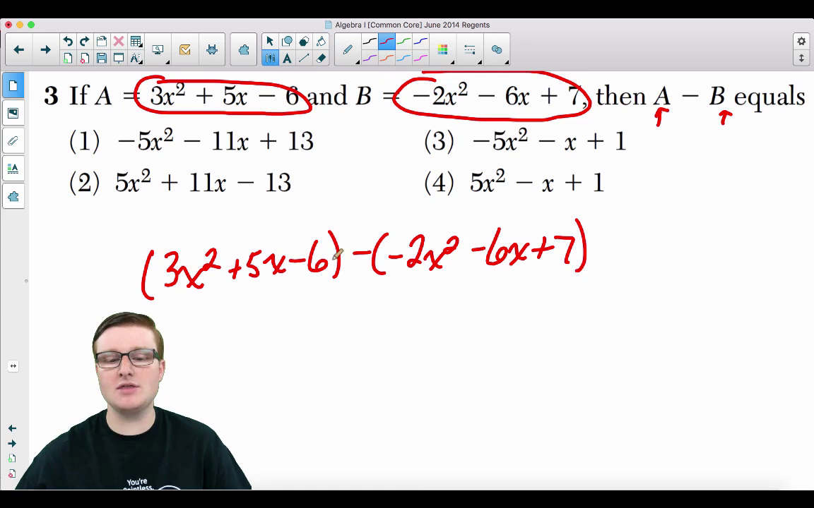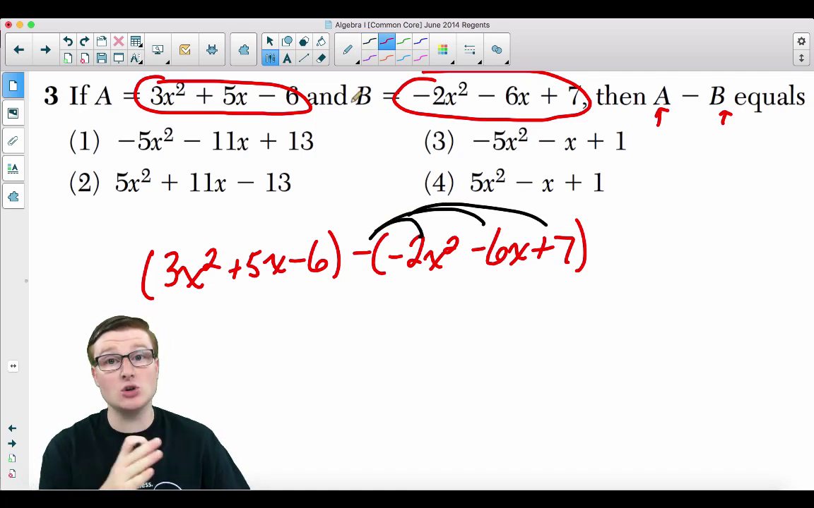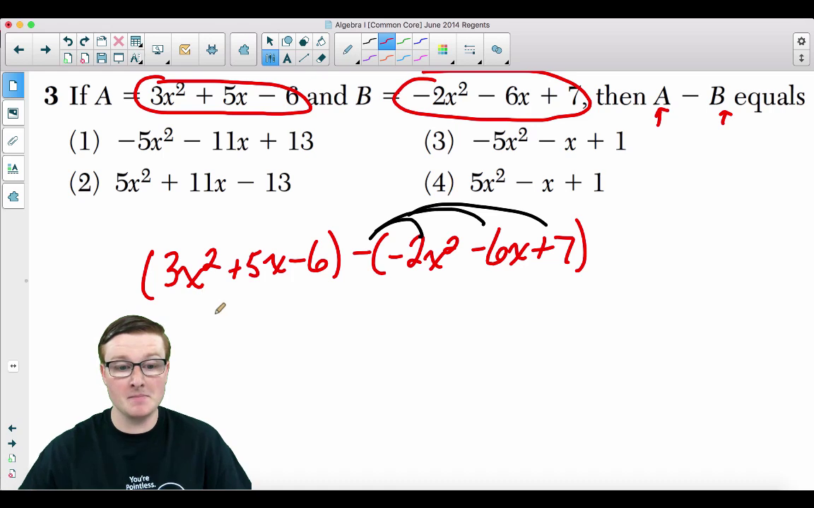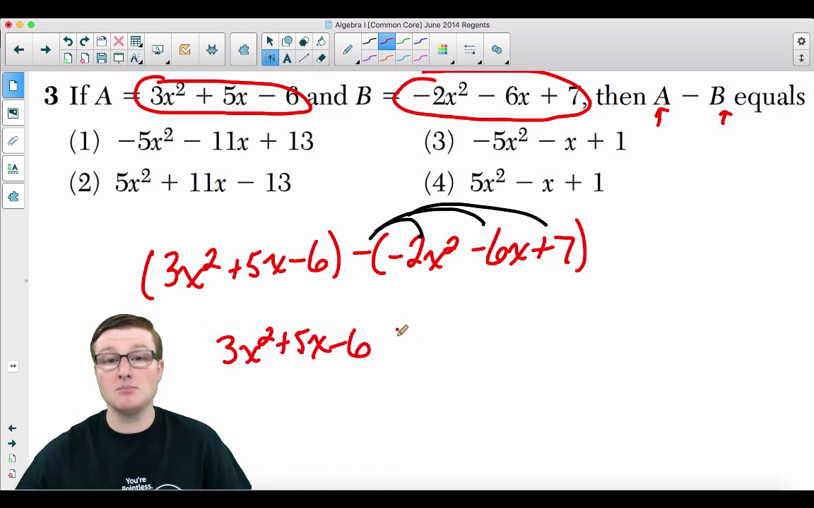Make sure that you put these in parentheses, because remember, we need to now distribute this negative 1. And what that's going to do is it's going to change all those signs in that polynomial. So we get 3x squared plus 5x minus 6 plus 2x squared plus 6x minus 7.